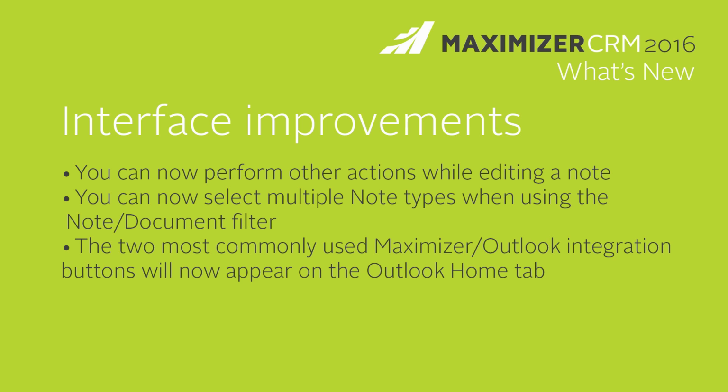The two most commonly used Maximizer Outlook integration buttons will now appear on the Outlook Home tab. You will see Save to Maximizer and View Contacts in Maximizer. Clicking the Save to Maximizer button will show a drop-down menu that allows you to save the email to an address book entry, an opportunity, or a customer service case. Also, when composing a new email, a Send Email and Save to Maximizer button will now appear in the top left corner.